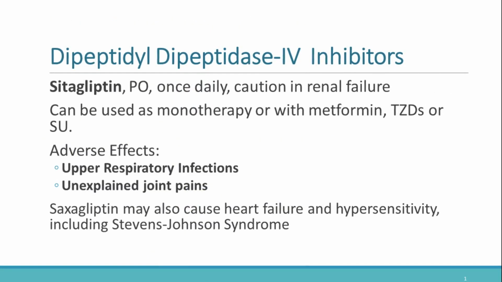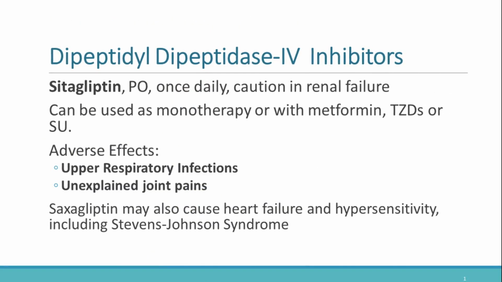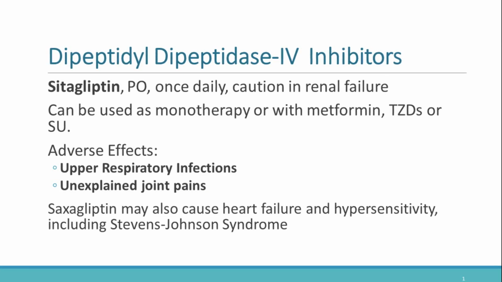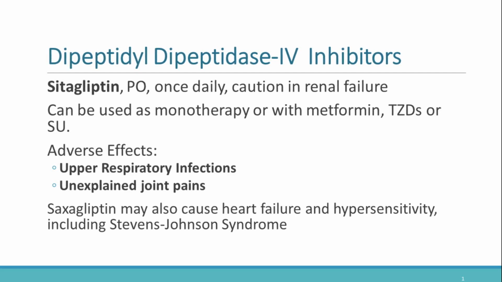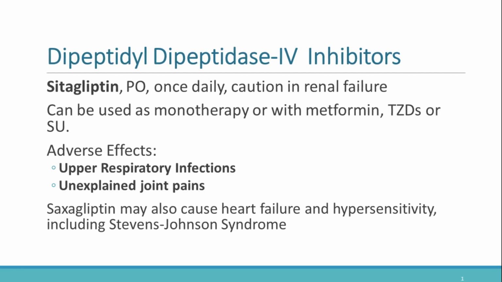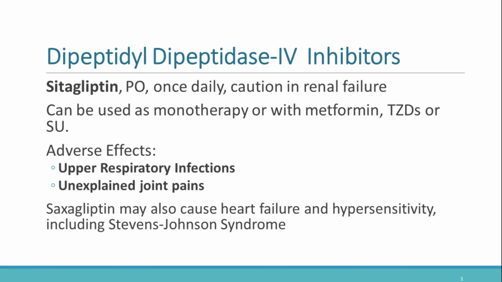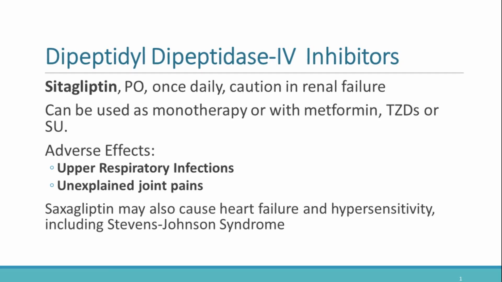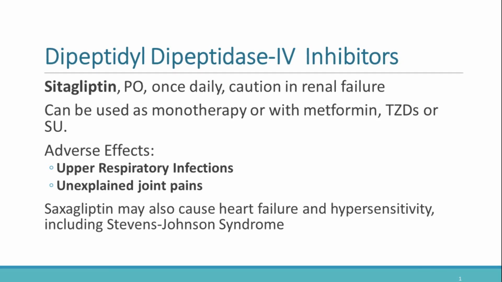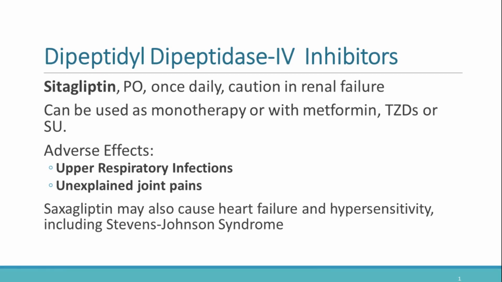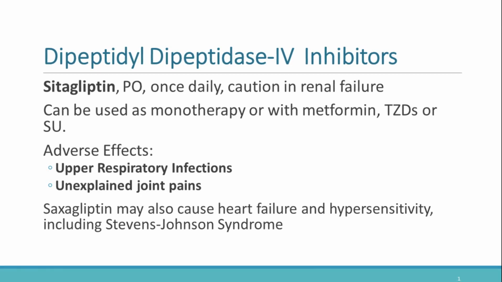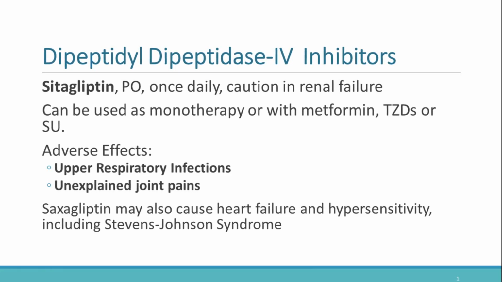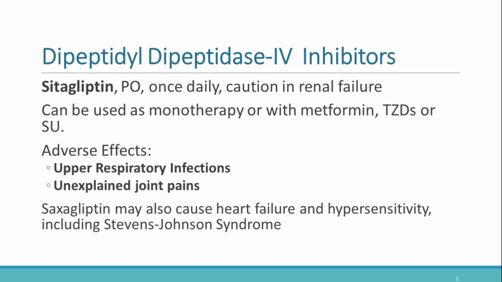Sitagliptin has been studied as monotherapy and in combination with metformin, sulfonylureas, and thiazolidinediones. Therapy with sitagliptin has resulted in HbA1c reductions of 0.5 to 1.0%. Common adverse effects include nasopharyngitis, upper respiratory infections, and headaches. Hypoglycemia can occur when the drug is combined with insulin secretagogues or insulin. There have been post-marketing reports of acute pancreatitis, fatal and non-fatal, and severe allergic and hypersensitivity reactions. Saxagliptin may increase the risk of heart failure and hypersensitivity.